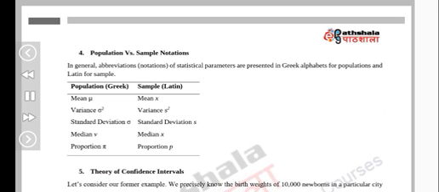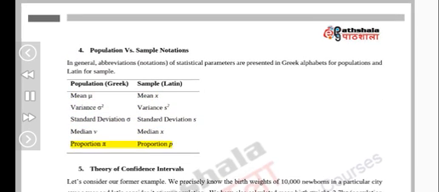4. Population versus sample notations. In general, abbreviations and notations of statistical parameters are presented in Greek alphabets for populations and Latin for sample. Population Greek, sample Latin. Mean: mu, x-bar. Variance: sigma squared, s squared. Standard deviation: sigma, s. Median: nu, median x. Proportion: pi, p.